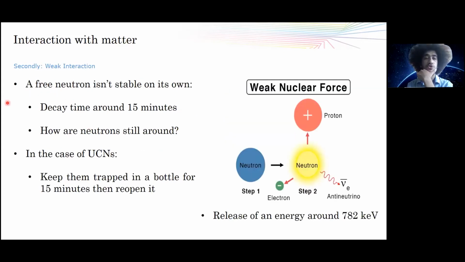The second force that I'll be mentioning is the weak interaction. Basically, since a free neutron on its own is not stable, it will decay in around 15 minutes or so. You might ask how neutrons are still around in the universe, and I'll get to that in a second. But since they have this decay time of 15 minutes, an idea for an experiment is to keep them trapped inside a bottle for 15 minutes, then reopen the bottle and see if you can get any information about the lifetime of these neutrons.